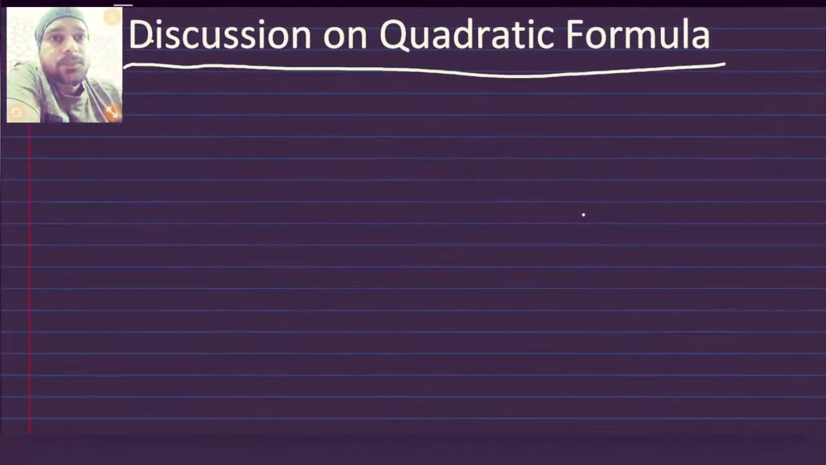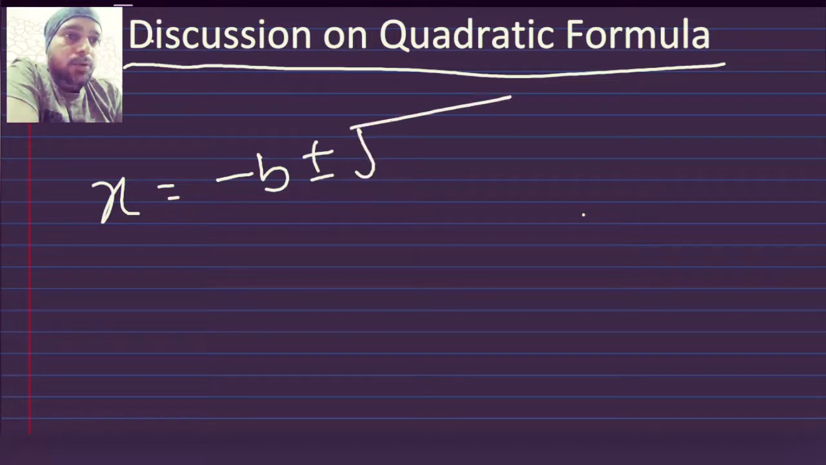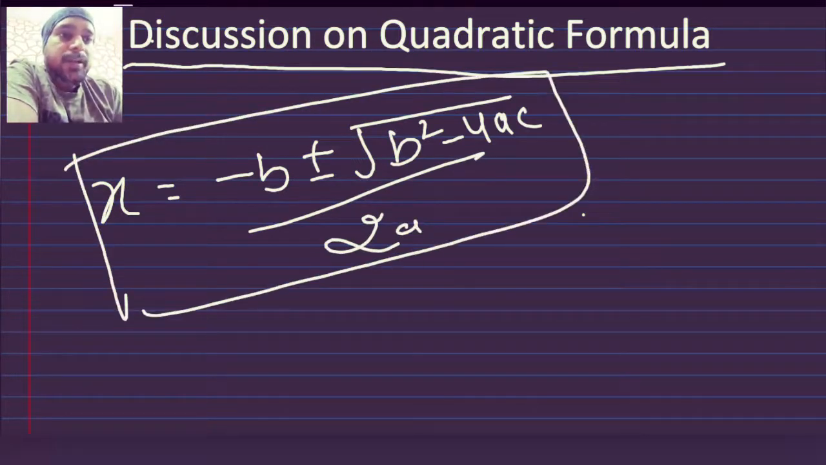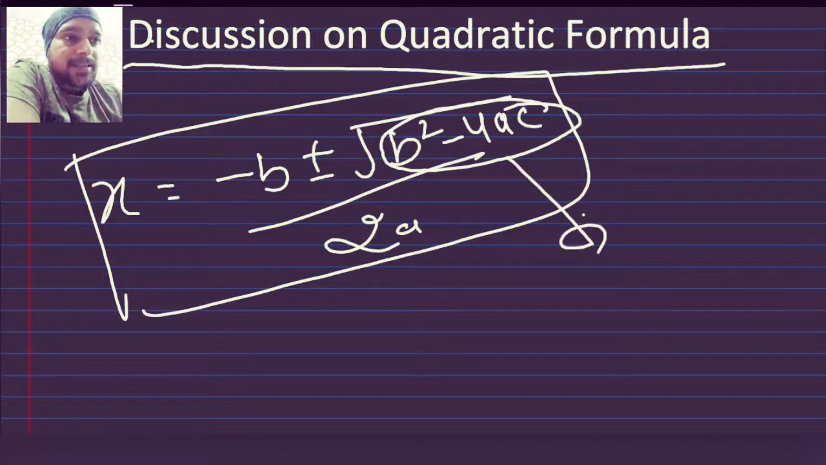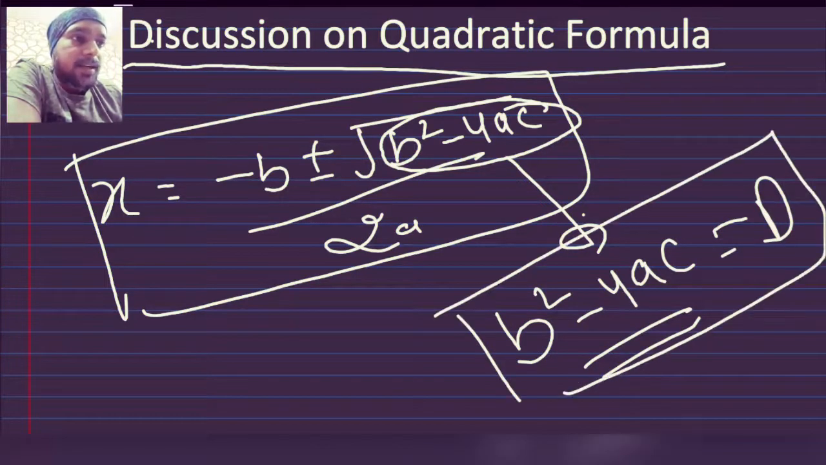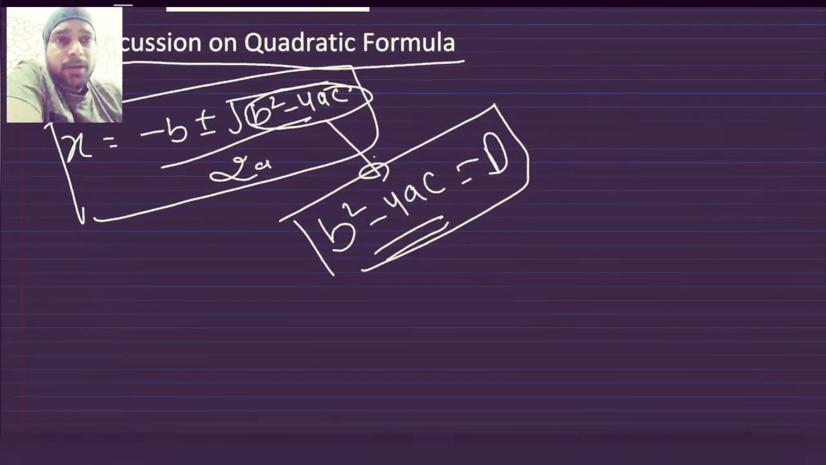So first and foremost, the formula is x is equal to minus b plus minus under root of b square minus 4ac upon 2a, right? So this is your quadratic equation formula, and in the previous video I have already told you that this b square minus 4ac is basically called the discriminant. What is this called? Discriminant. Right, now most of the things are going to depend on this particular discriminant.